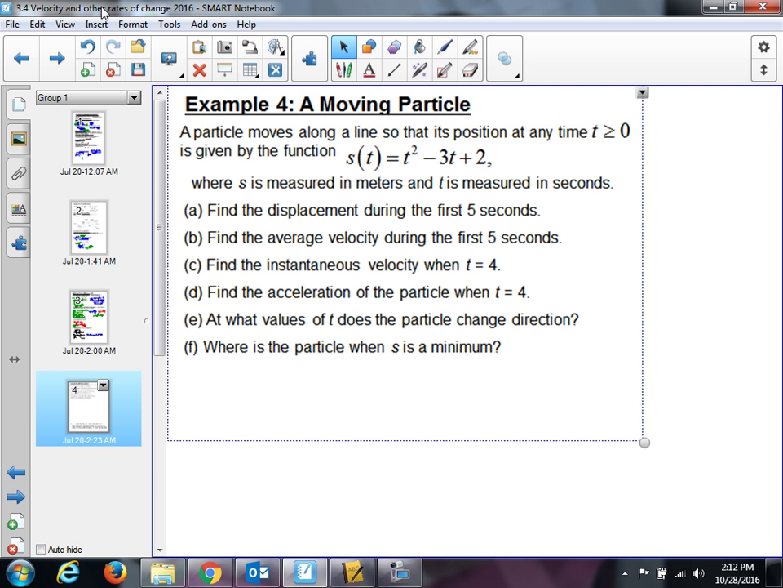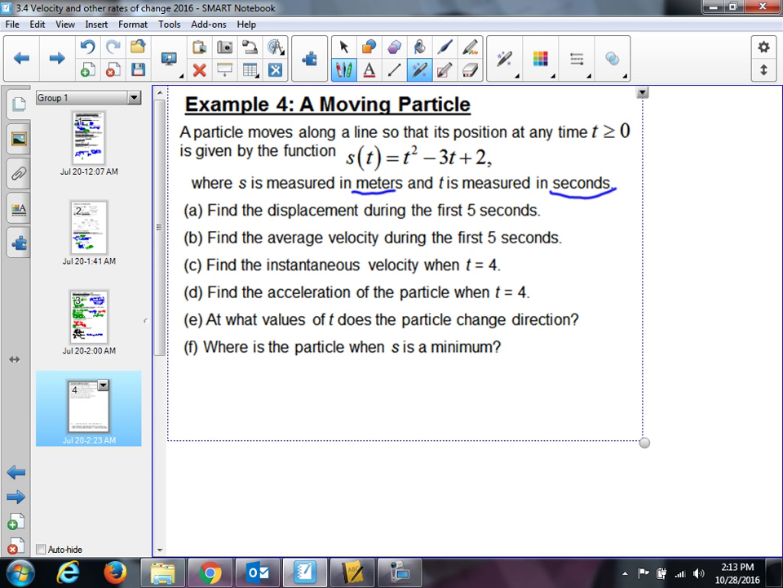It's only one example that we're moving, a moving particle here. Now, here's a function, s of t. We're using s to be a position, sort of like a distance function, right? And the particle moves along the line, so its position at any time where t is larger than or equal to 0 is given by this quadratic function. Now, s is measured in meters, t is measured in seconds, okay?